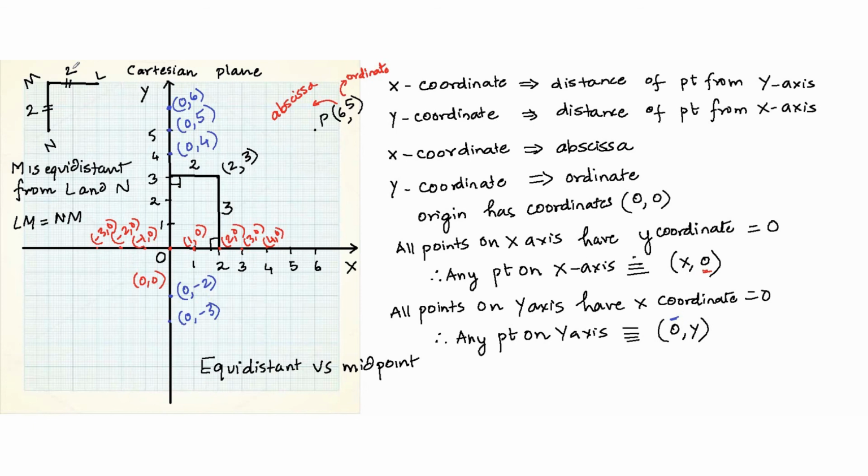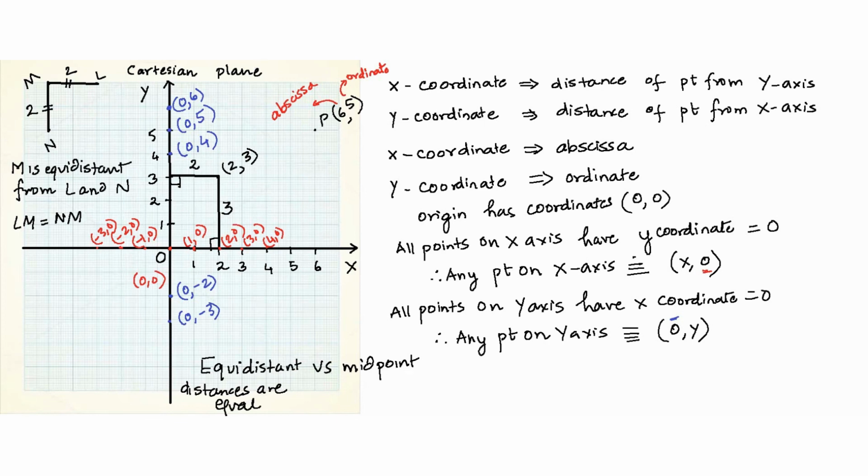The 3 points need not be collinear. Collinear would mean that they lie on a straight line. The 3 points need not be collinear. So N, M and L over here are non-collinear points. That means they don't lie on the same straight line. So equidistant just means distances are equal. It does not mean that the 3 points are collinear.